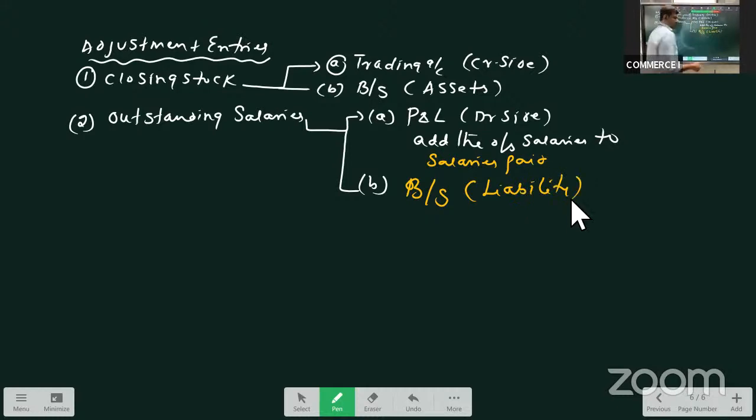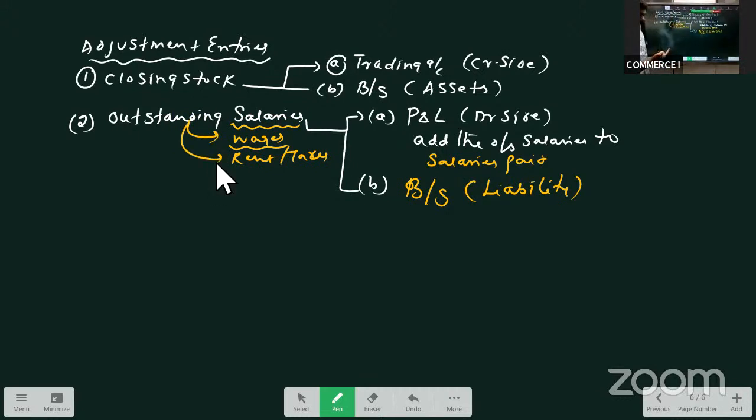Sir, why is it a liability? Of course, it is a liability. If it is due and not paid, the date has passed and you have not paid the amount, it becomes an obligation. वो हमारे लिए कर्ज हो गया. So that is a liability. So this is the second effect. It can be outstanding salaries, outstanding wages, outstanding rent, or outstanding taxes. The effect is the same. If it is outstanding wages, add to wages in trading account and show it as a liability. If it is outstanding rent, add to rent and show it as a liability. If it is outstanding taxes, add to taxes and show it as a liability.